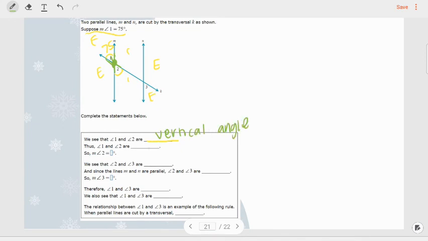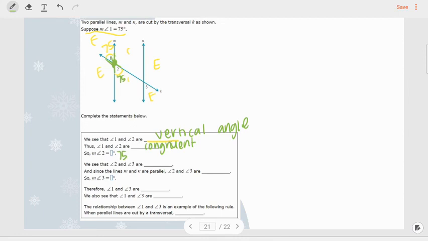And thus, angle 1 and angle 2 are congruent. You're only going to have two choices here. They're either congruent or they're supplementary and add to 180. So therefore, angle 2 must equal, well, if they're the same number of degrees, 75.